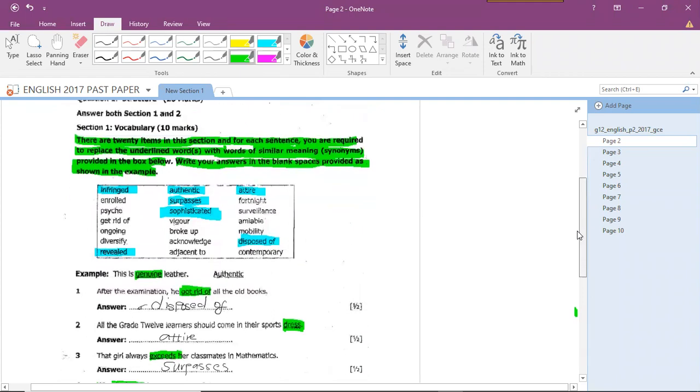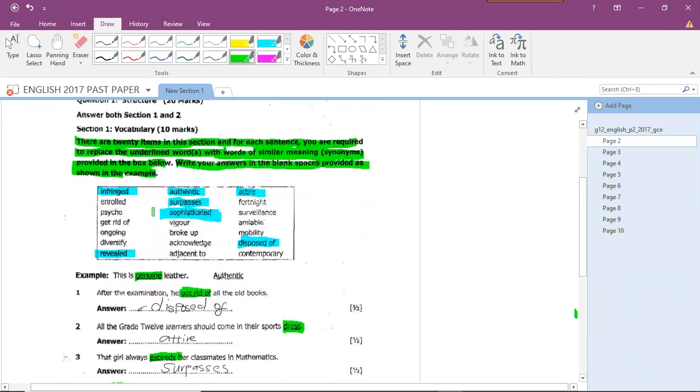So this is where you now use your logic. Can it be enrolled? No. Can it be psych? No. Can it be get rid of? Really, no. 14 days, no. Can it be ongoing? It has to be a period, no. Diversity, no. Vigor, no. Broke up, obviously not. Acknowledged, adjacent to, contemporary, no. Amiable, mobility, surveillance, no. The only weird word here is fortnight, because it rhymes with some certain days of the week, like a fortnight means maybe after 2 weeks or so. So the word that you have to use through deductive reasoning or through logic will be fortnight.